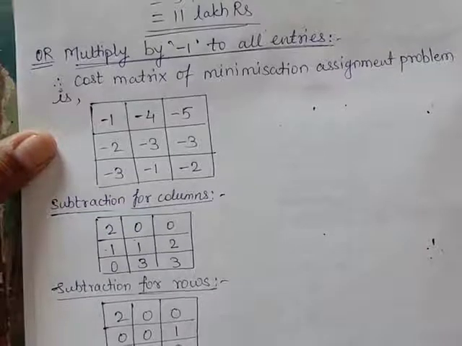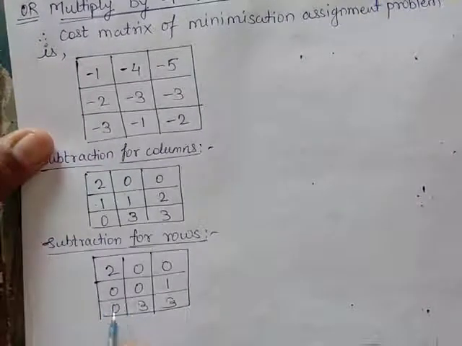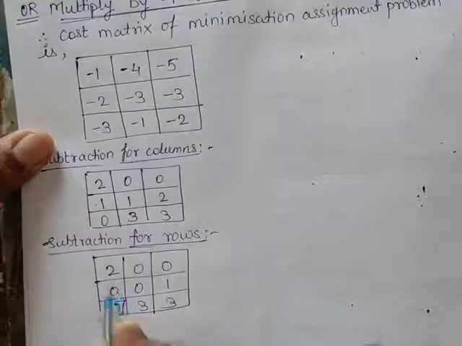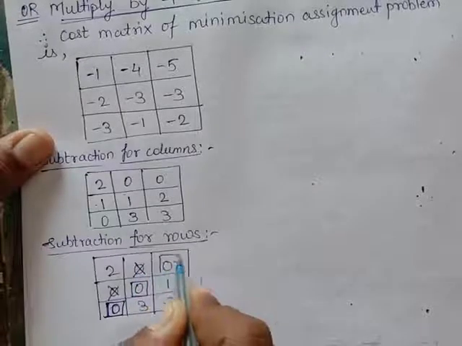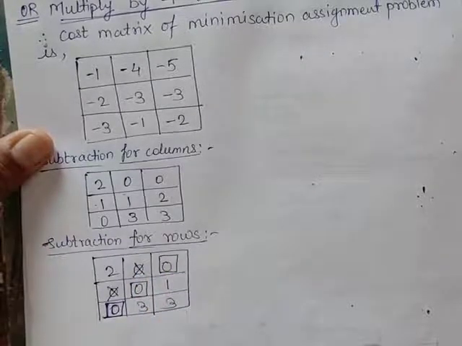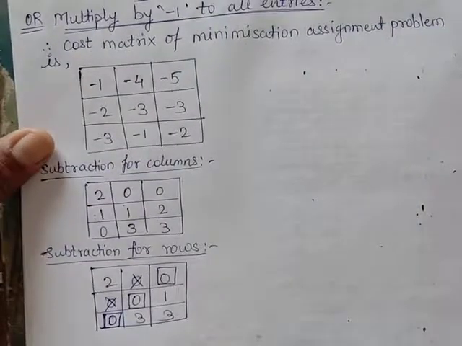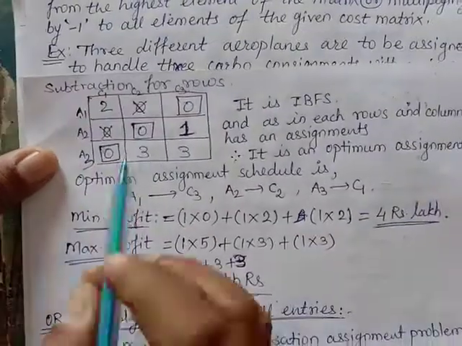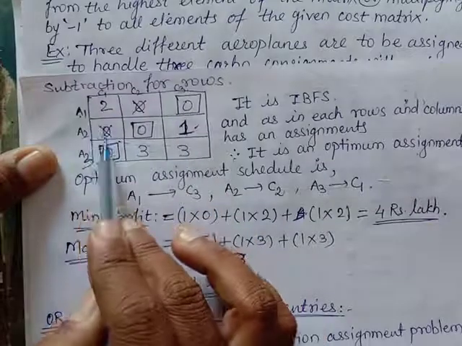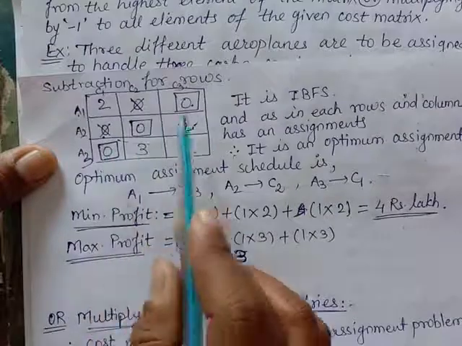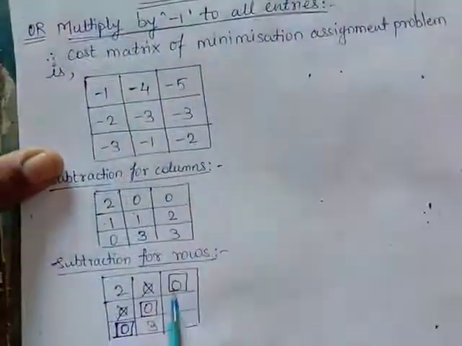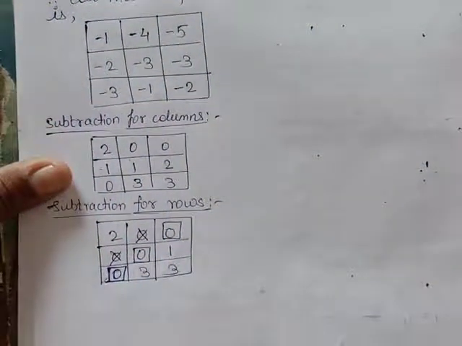Again while doing the assignments, what we get here? 0 gets assigned, this will get crossed, this will get assigned, this will get crossed, this will get assigned. The same positions we get as in the previous part, where we did it by subtracting each element from the highest element. The same positions we get for the assignments. Here also at the same positions we get the assignment.